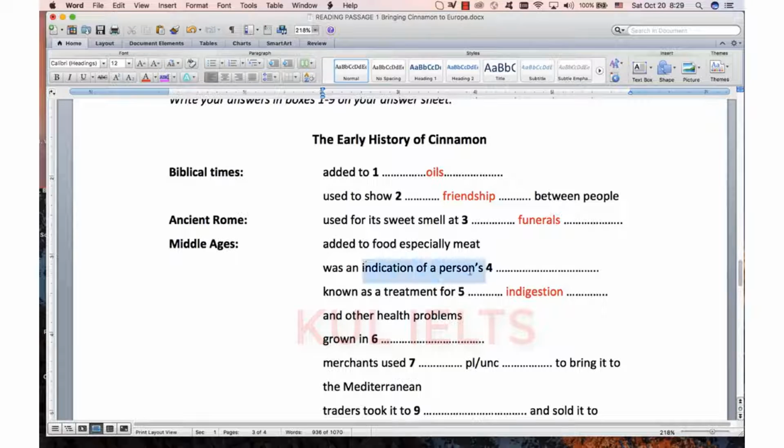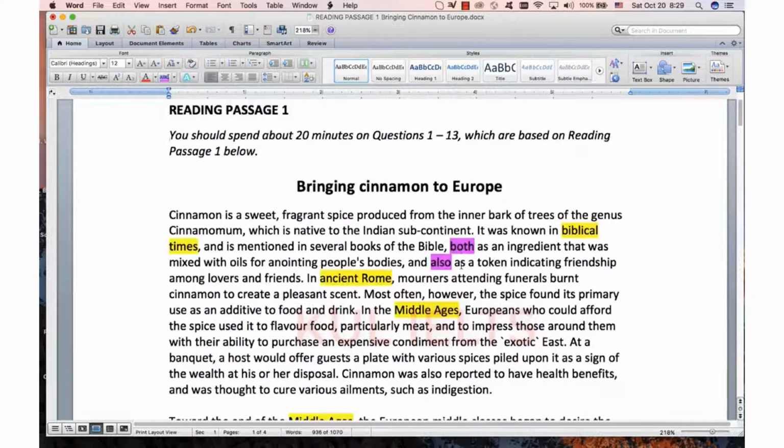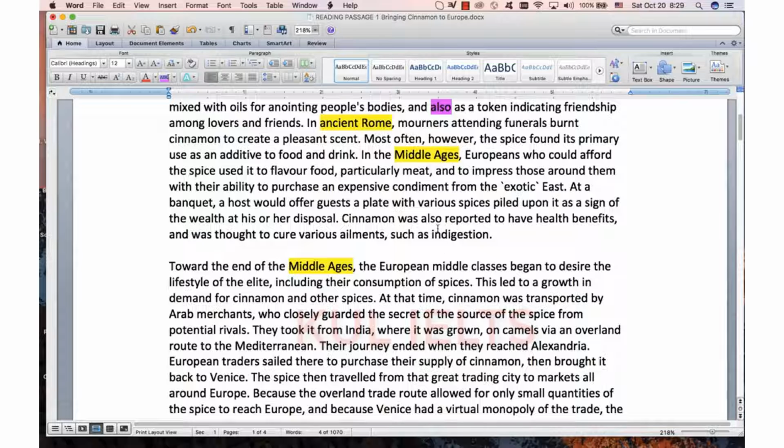An indication of a person's something. See if you can see an indication of. Somewhere in here. Oh, no. Somewhere there. Indication is there. A sign of. An indication of the wealth at his or her disposal. An indication of a person's wealth. But if you found that difficult, let the grammar help you.